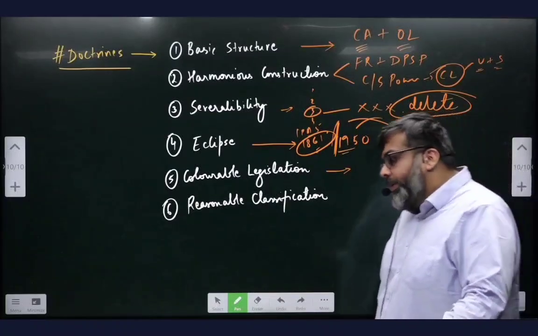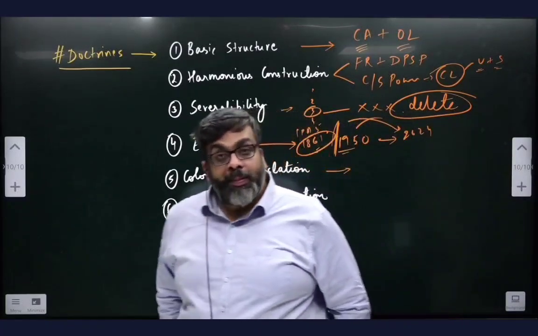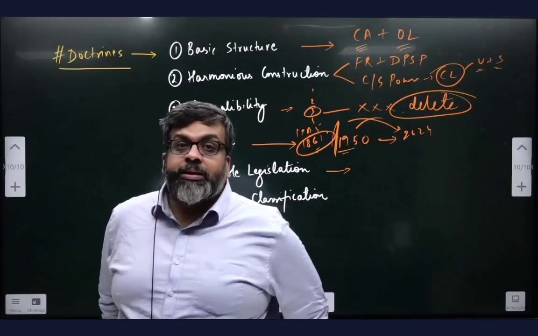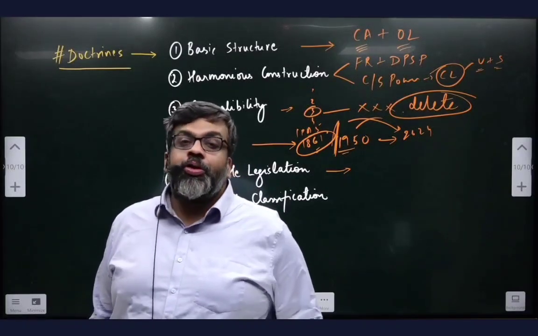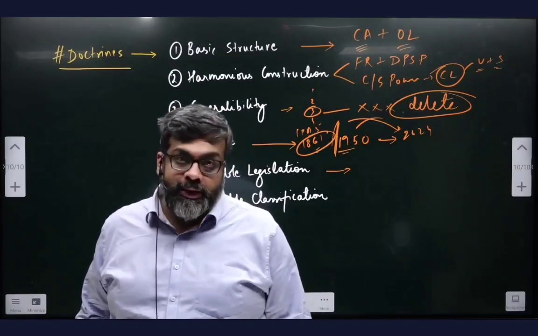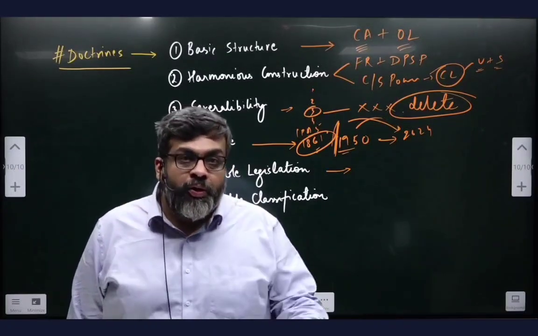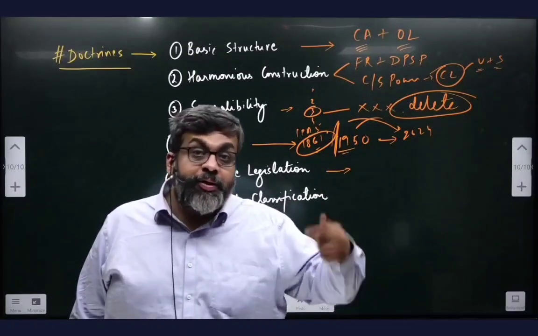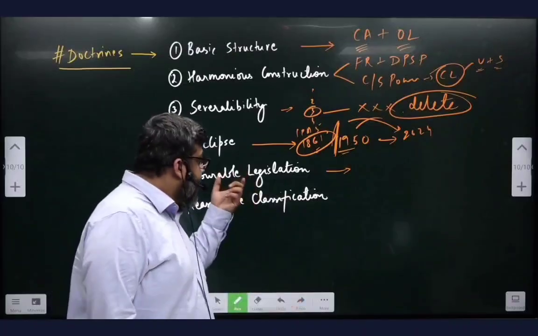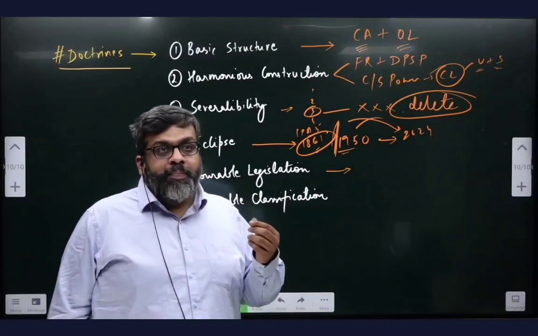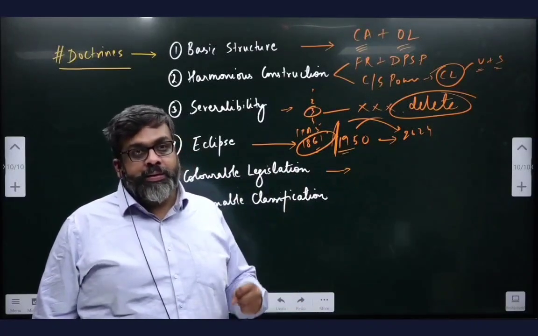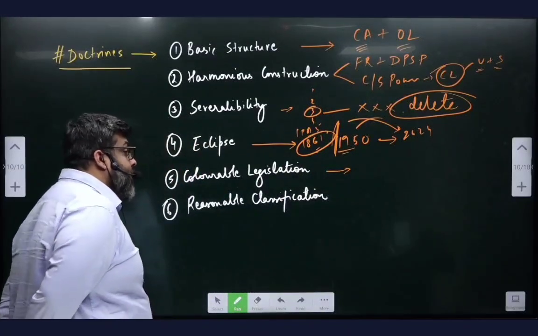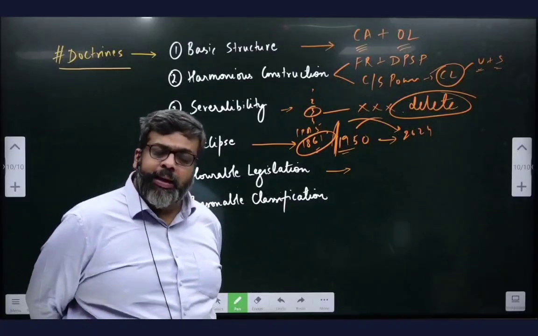Colorable legislation simply means what can't be done directly should also not be done indirectly. For example, ordinances are structured in such a way that you should not bypass the legislature. So if you try to withdraw the ordinance before the session, or if you try to repromulgate it in a way that you're bypassing the legislature, you're taking away the inherent purpose of an ordinance. You're defeating the larger purpose of parliamentary democracy. What can't be done directly should also not be done indirectly.